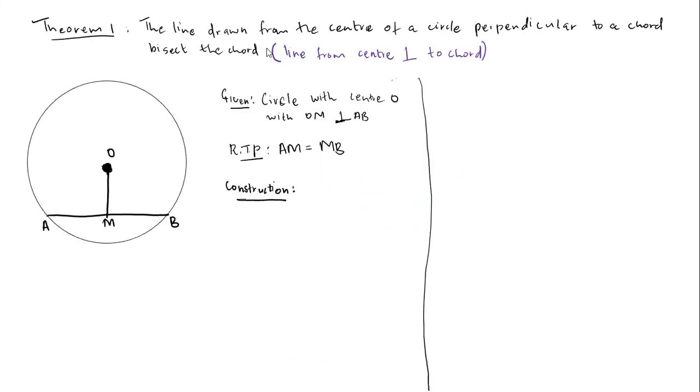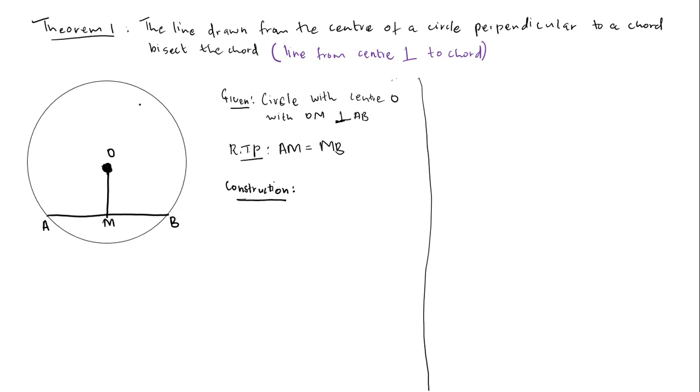Now, what you see here on the board is theorem number 1, okay? So now theorem number 1 reads as follows, okay? We say theorem number 1 states that the line drawn from the center of a circle perpendicular to a chord bisects the chord, okay?